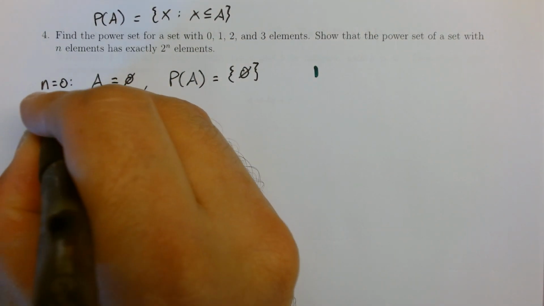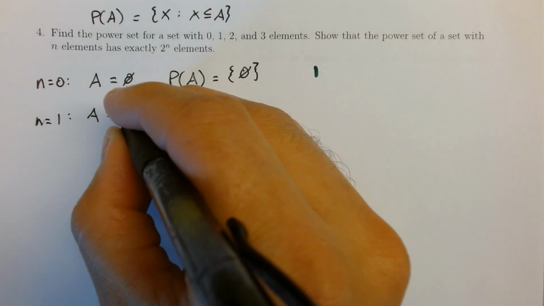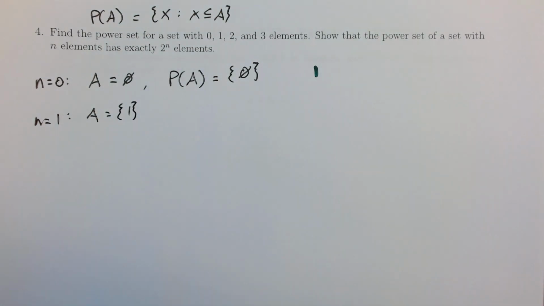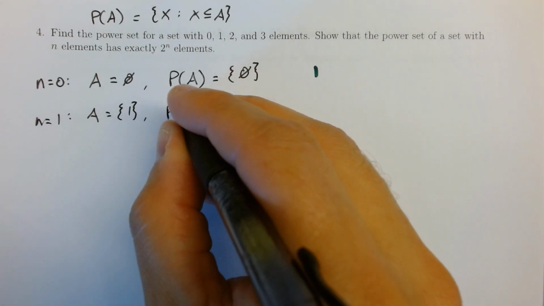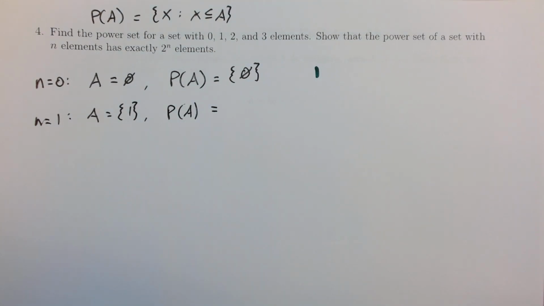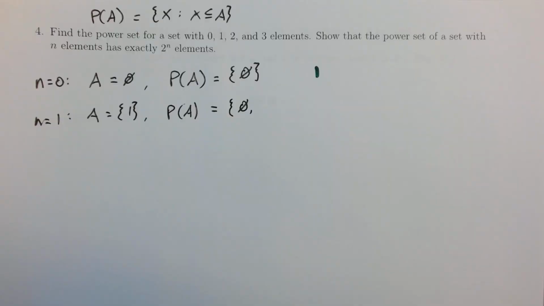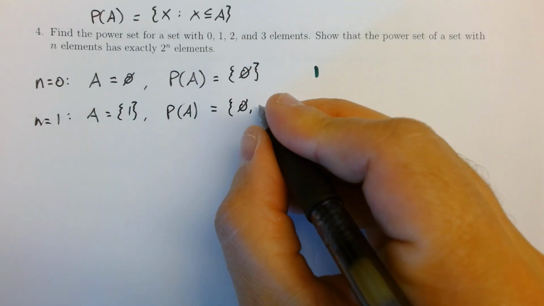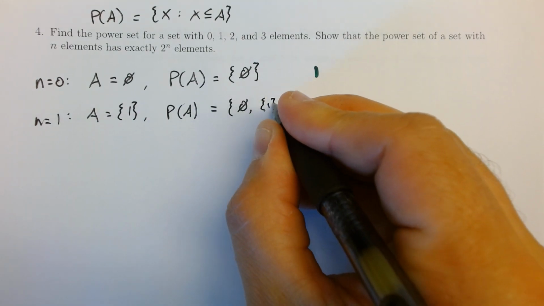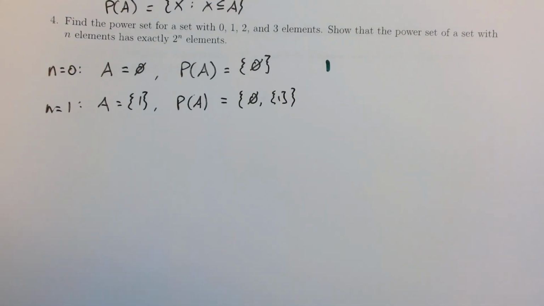If n equals 1, then we'll just make a set containing one element. We'll just call it the set containing 1. So then the power set, all the subsets of the set containing just 1. Well, you have the empty set. The empty set is always a subset. And then you have the whole set itself. So you either have 1 or not. So this has 2 elements.